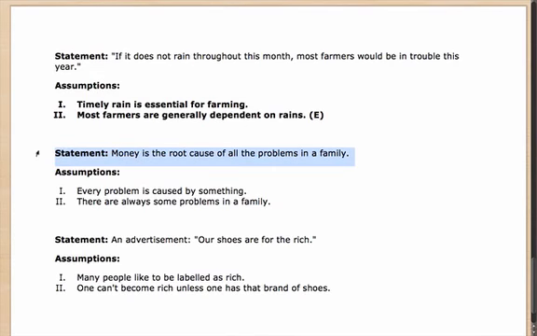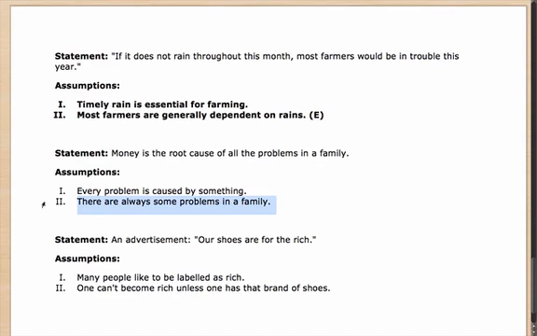Money is the root cause of all problems in the family. First assumption is every problem is caused by something. Well, we are just talking about problems in a family. We are not talking about all problems. So I cannot comment upon whether every problem is caused by something or not. So this has got nothing to do with the statement which is given to me, which makes this one not an implicit assumption.